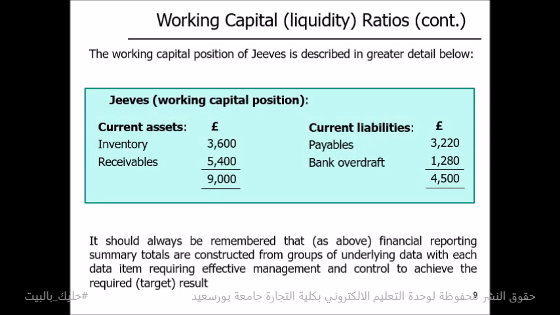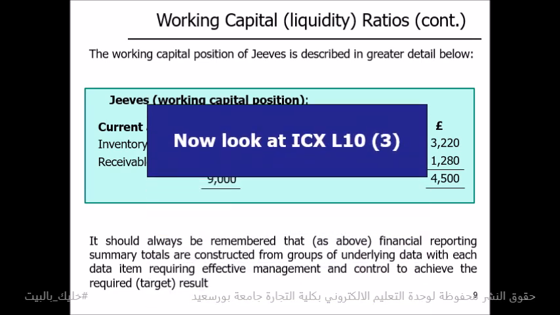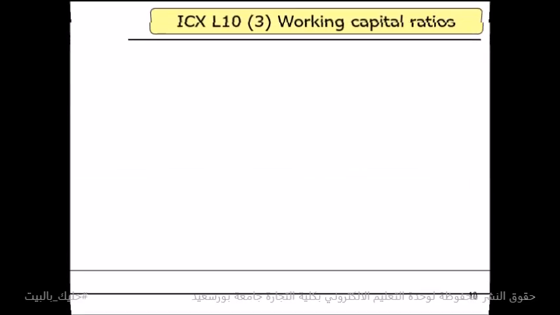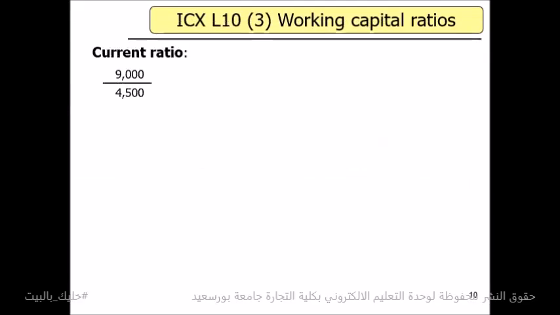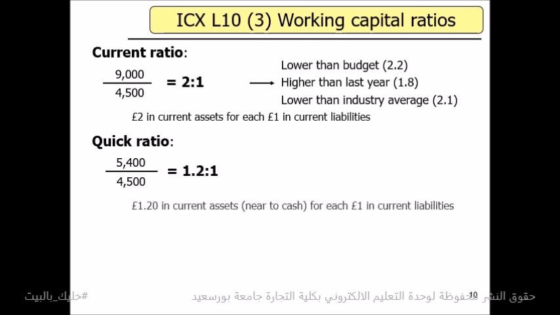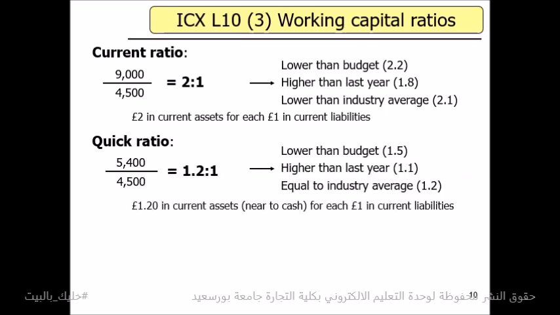Here it should always be remembered that the financial reporting summary totals are constructed from groups of underlying data, with each data item requiring effective management and control to achieve the required results. Let's move now to in-class exercise 3 using this data. So first of all, he calculates the current ratio and then he moves to calculate the quick ratio.